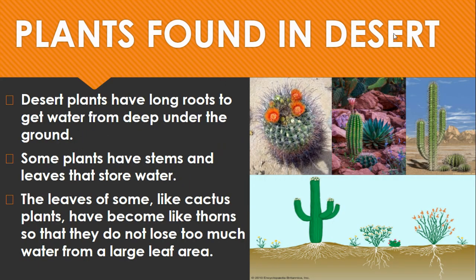Children, desert plants have long roots to get water from deep under the ground. As you may see in the picture, some plants have stems and leaves that store water. The leaves of some, like cactus plants, have become like thorns so that they do not lose too much water from a large leaf area. So these are some of the adaptations of the plants found in desert.